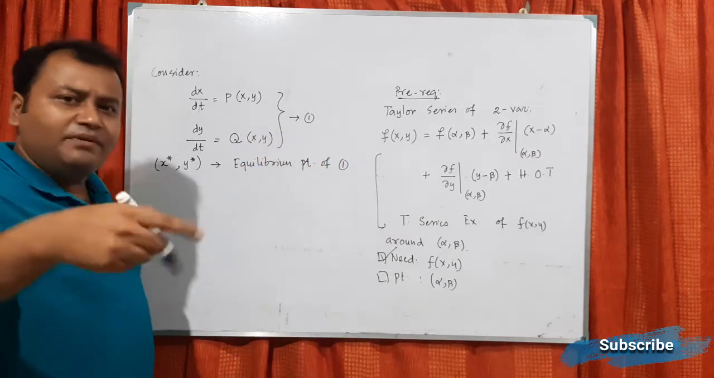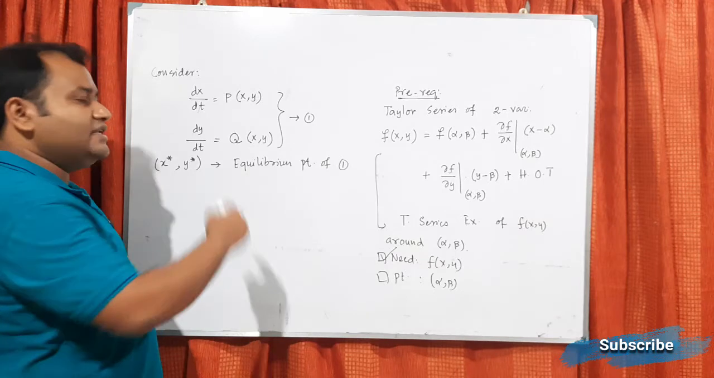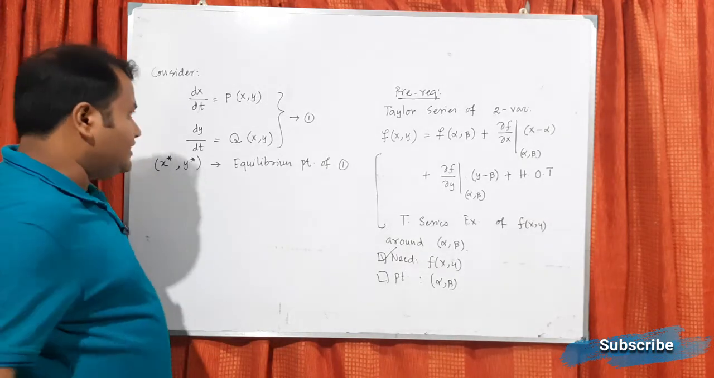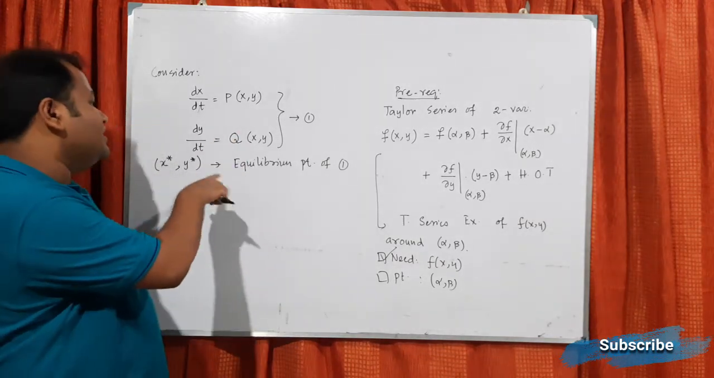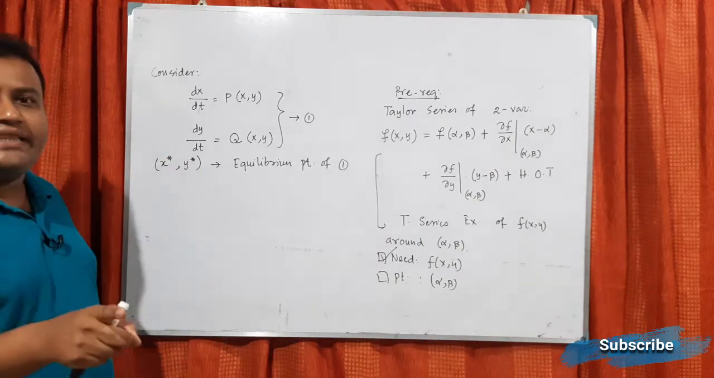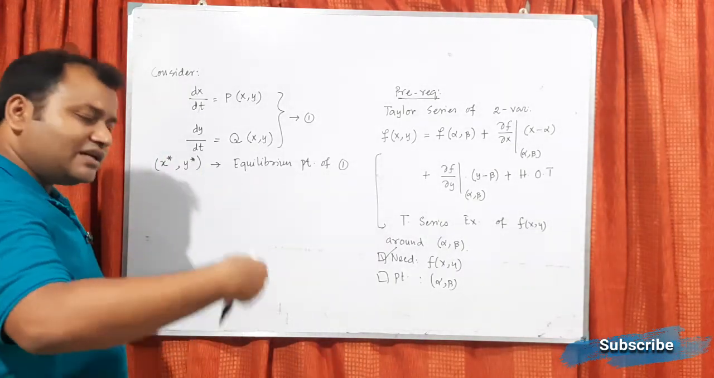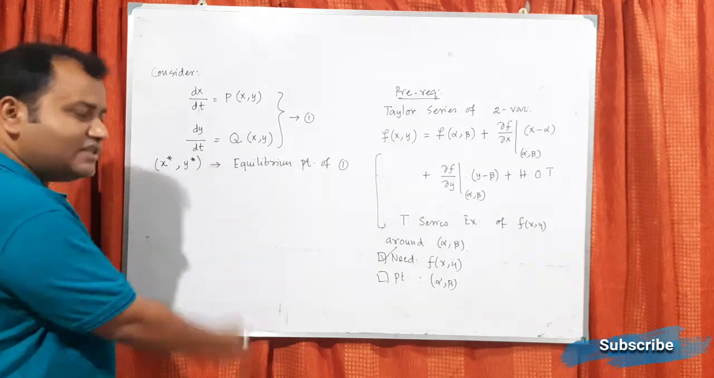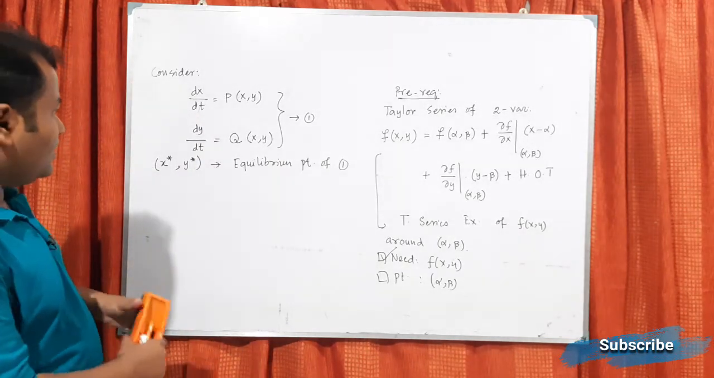There may be multiple equilibrium points for a nonlinear system, even for a linear system, but we have considered here only one. Because if you understand the procedure for a single equilibrium point, for all the remaining equilibrium points you can apply the same procedure. Okay?